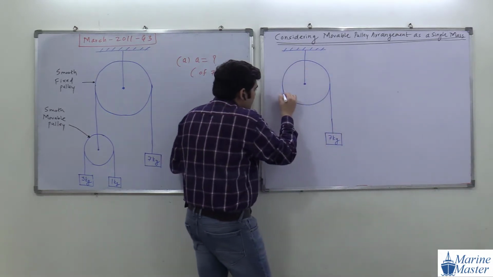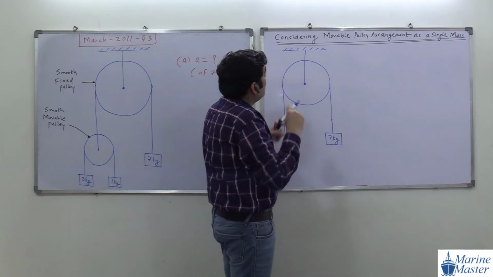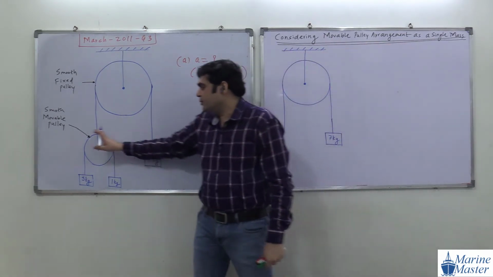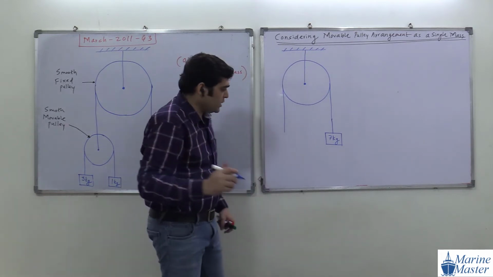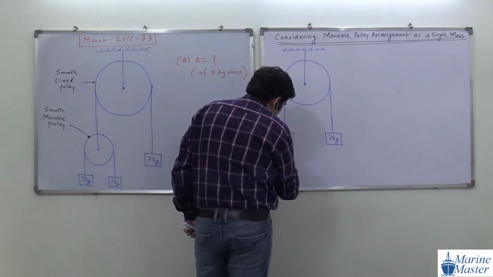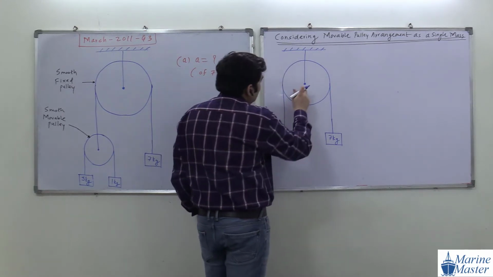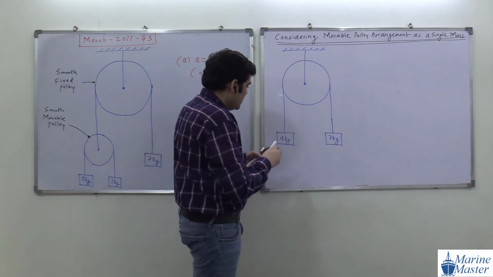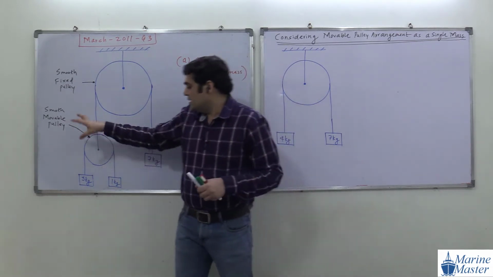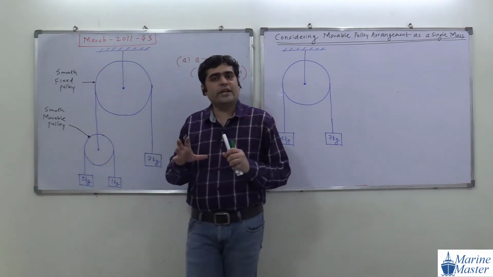And on the other side, considering the movable pulley arrangement as a single mass, this arrangement will become how much mass? 4 kg. So on this side we have a mass of 4 kg. What is meant by this 4 kg mass? The 4 kg mass is a representation for this movable pulley arrangement.